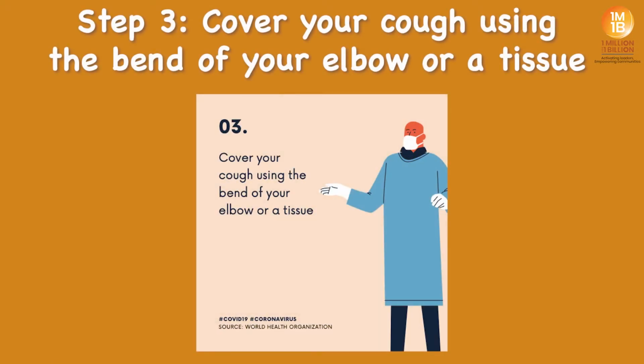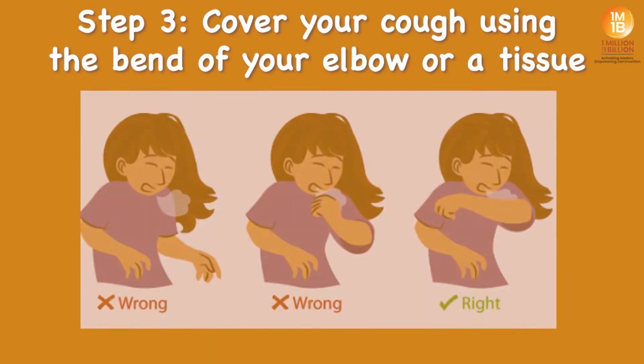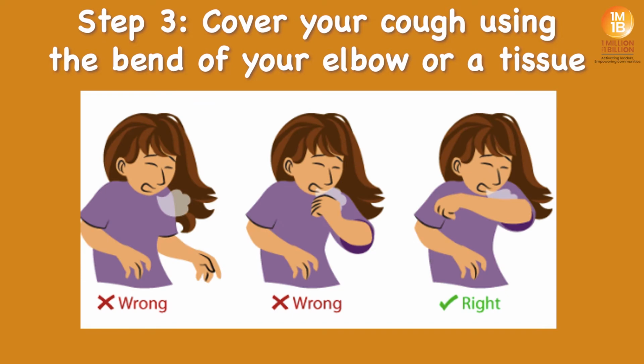Step number 3. Cover your cough using the bend of your elbow or a tissue. When sneezing or coughing, cover the mouth and nose with a bent elbow or tissue. Throw the tissue in a closed bin immediately after use and wash your hands. Ideally, use a handkerchief. Move away from people while sneezing or coughing. If you do not have a handkerchief, sneeze into your elbow so that the droplets do not spread in the air or transfer into your hands.